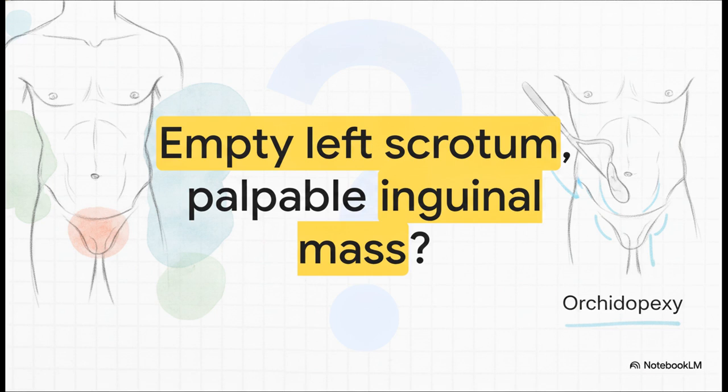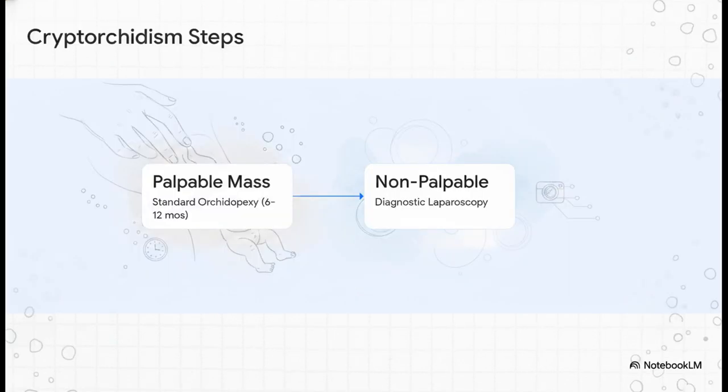Option B is the most appropriate next step. Orchidopexy is the answer. A clear physical examination by an experienced surgeon completely overrides routine imaging, dictating a direct path straight to surgery. If you have a palpable intracanalicular mass, that leads to a standard orchidopexy. If it were non-palpable, your next step would be a diagnostic laparoscopy. And the crucial exam pearl here regarding timing is that this should ideally happen between 6 to 12 months of age.